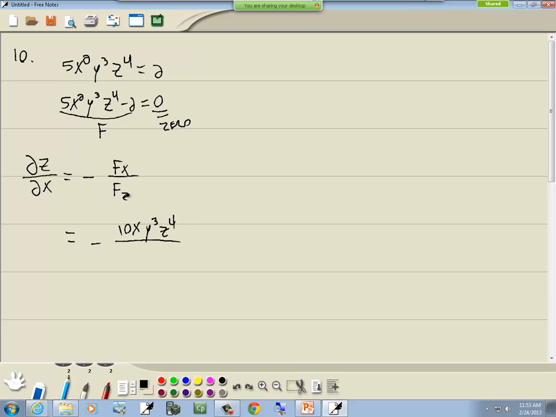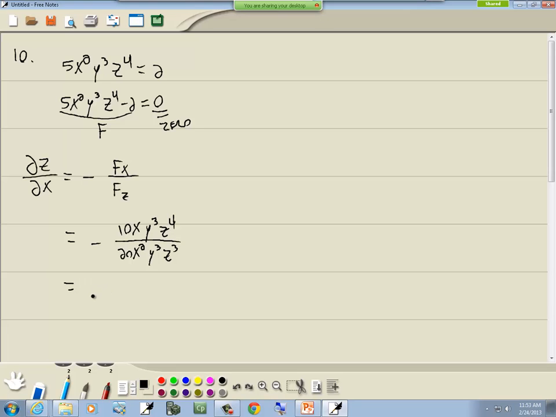Over the partial with respect to z. Well, the x and the y are now constants, so they remain. And the derivative of z to the fourth is 4z to the third. So put 4 out in front, and we got 20 x squared y to the third and z to the third. Now let me double check that. 4z to the third, yeah.